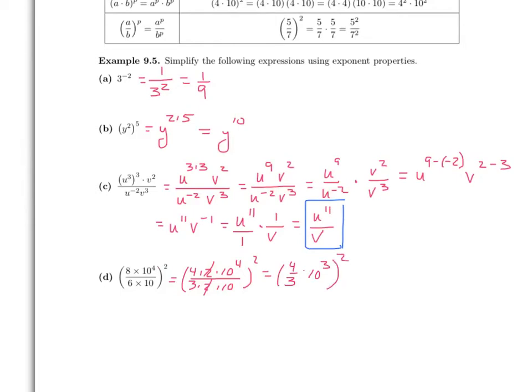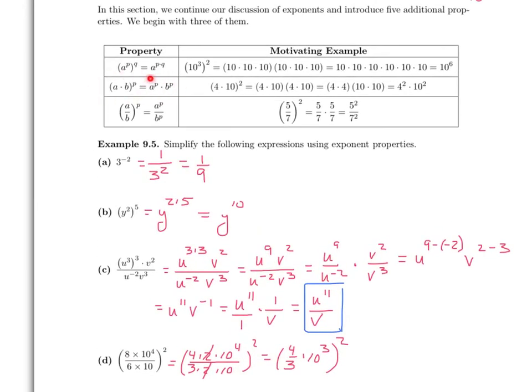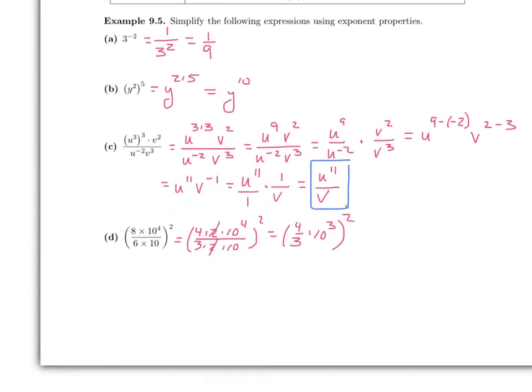Now let's go ahead and do the squaring. If you recall, when you have a product raised to a power, as we did in this property right here, we had a product raised to a power. You can raise each factor in the product to that power to calculate the final value. So here we can take the 4 thirds and square that, and take the 10 to the 3rd and square that as well. Squaring 4 thirds means that we're taking 4 thirds times 4 thirds, and 10 cubed squared, we can use an exponent property here. That would be 10 to the 3 times 2.